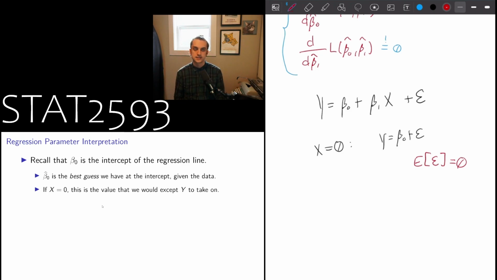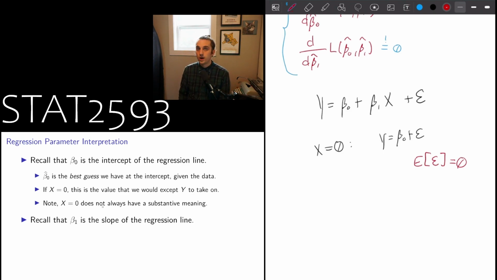And so beta hat 0 is going to be given by our best guess at the expected value of y, given x equals 0. Now, if x equals 0 has a substantive meaning, if that's something that we could actually observe in the real world, the intercept is going to have a meaning. Generally speaking, we might not actually care about x equals 0, and if we don't, then there's no real way to interpret the intercept, at least no meaningful way.